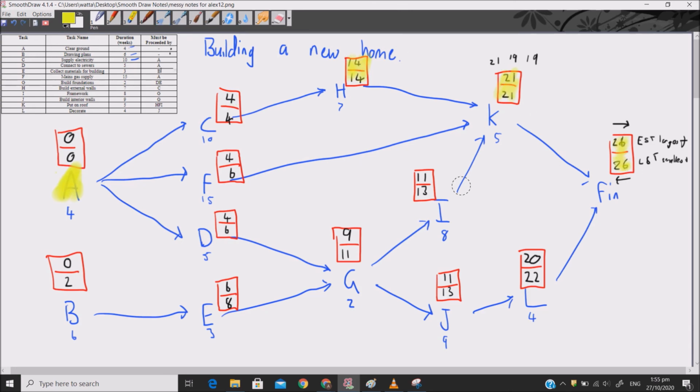Now these points here, A, C, H, and K, they have no difference between the early and late start time. That means they are part of my critical path, which is A to C to H to K to finish, and that takes 26 weeks. And you can see weeks is up there in the top left in that table. So can't forget to include that.